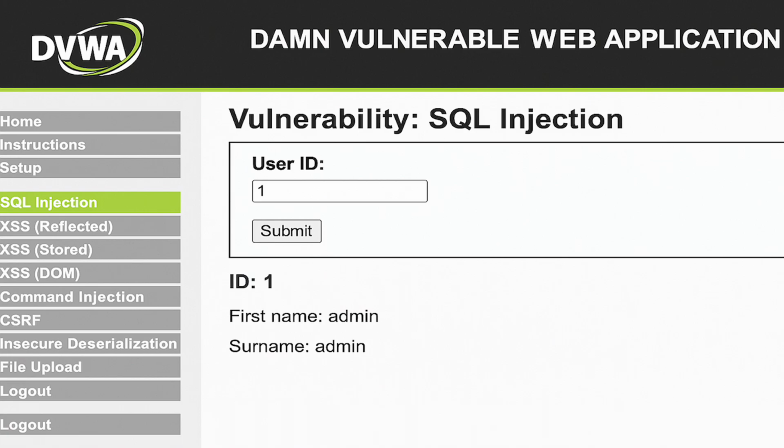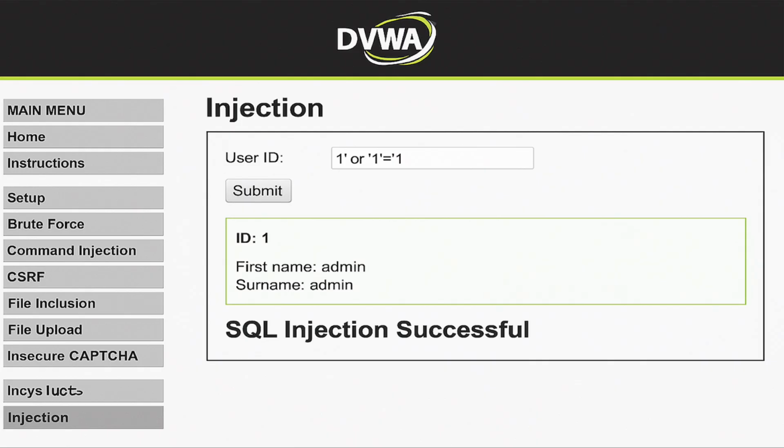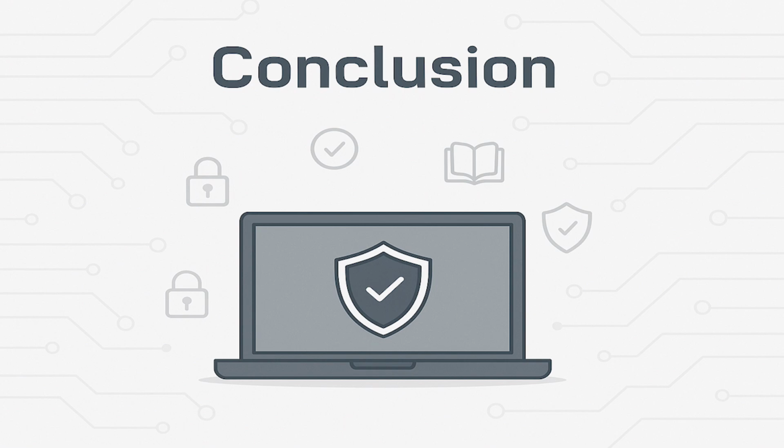To really understand SQL injection, let's try DVWA. So to wrap this up, SQL injection is old but still deadly. If you are building a web app or learning hacking, understanding SQL injection is essential.